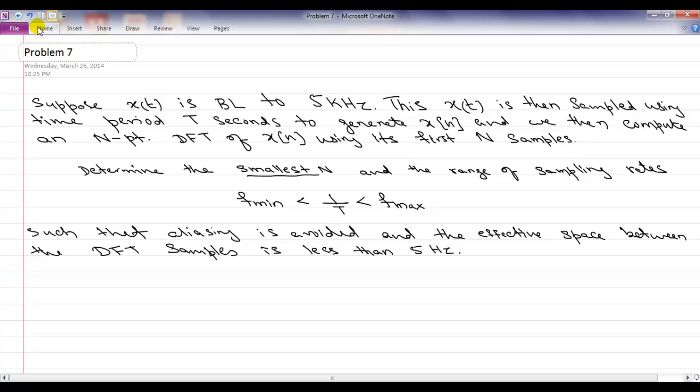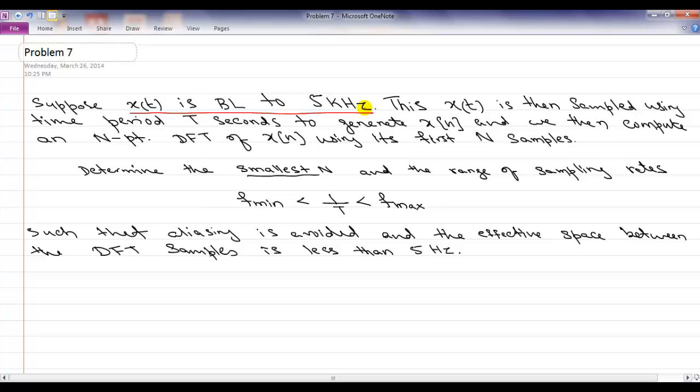Okay, this is the last practice problem that we are going to cover today. It is also about spectral analysis, but instead of the previous case, it is now asking us to decide what values of T and N we should use if we want to do a certain type of spectral analysis. So let's look at the details of this problem.